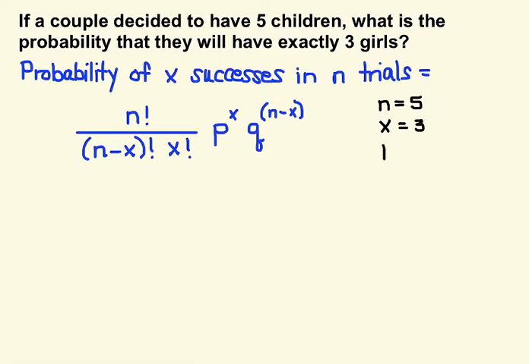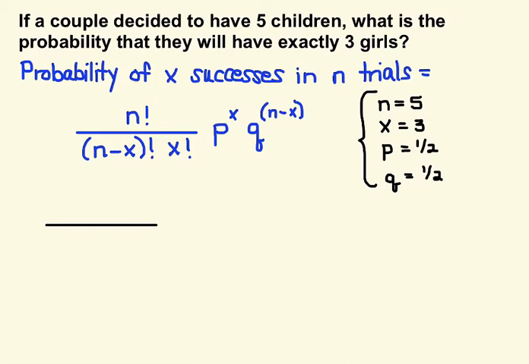The probability of having a girl is 1/2. And the probability of not having a girl is also 1/2. That would be the probability of a boy. So this is all the information we need to find the probability of having 3 girls out of 5 children. So we're going to use the formula above.